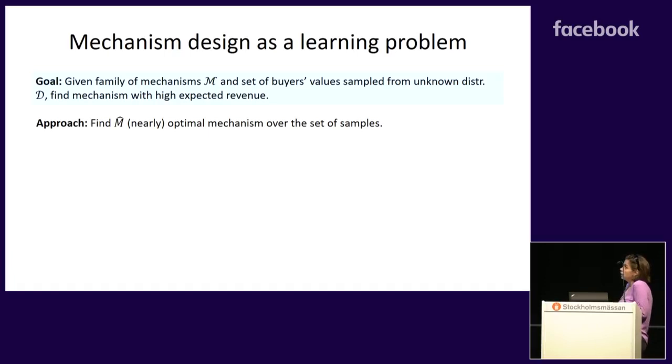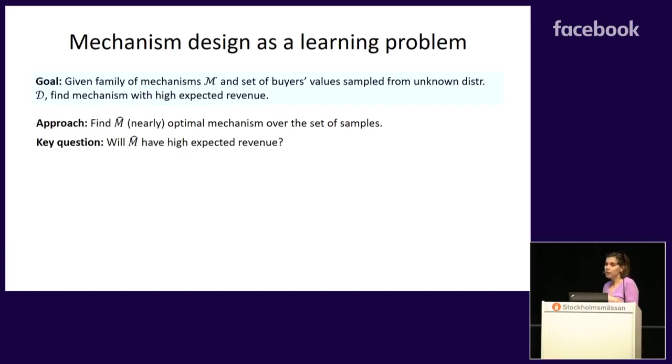Okay? So that's the goal, and as Tuomas described, a natural approach to solve this problem is to try to find the mechanism, let me call it M hat, that is nearly optimal over the set of samples that we have seen. Okay, so that's a very natural approach, but of course, a key question is whether this mechanism that does very well over the training set of samples that we have seen will actually have high expected revenue with respect to the underlying distribution. And will this mechanism be close to the best mechanism from this family of mechanisms with respect to that hidden unknown distribution? Okay, so that's a key question.